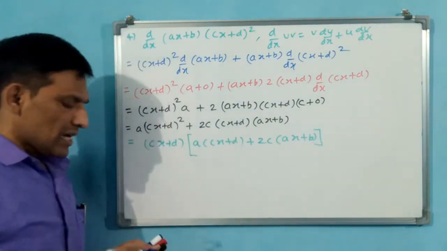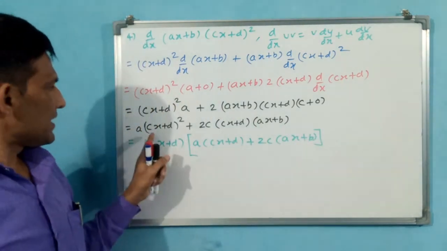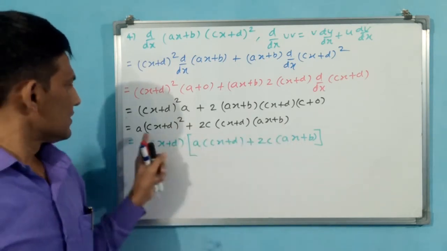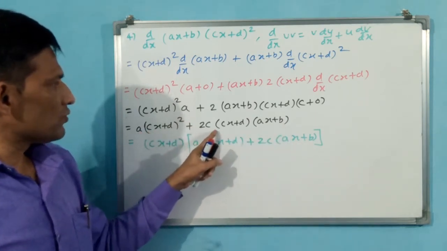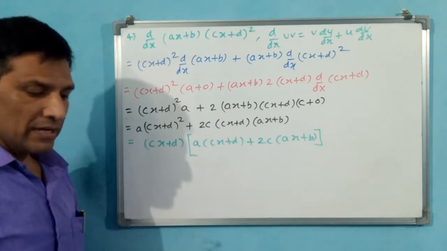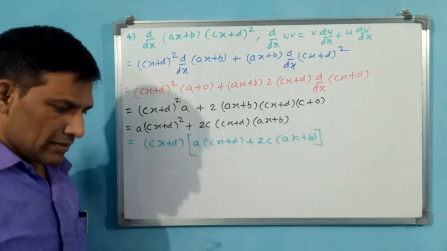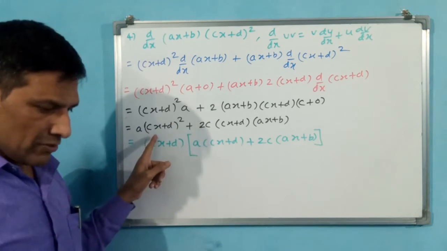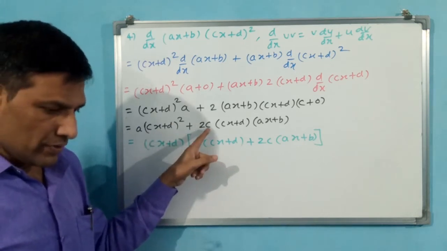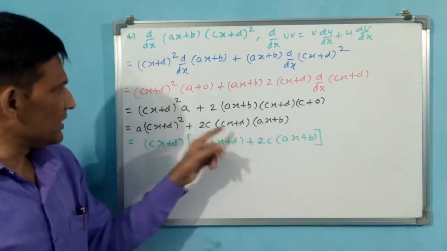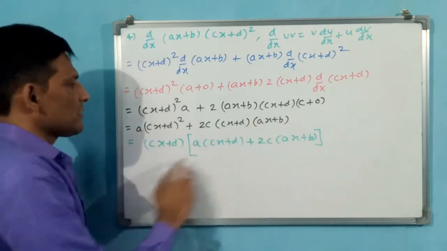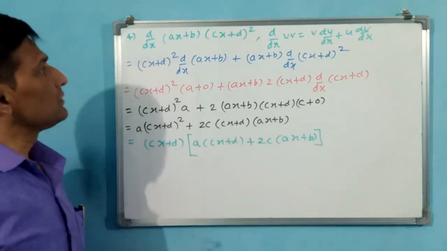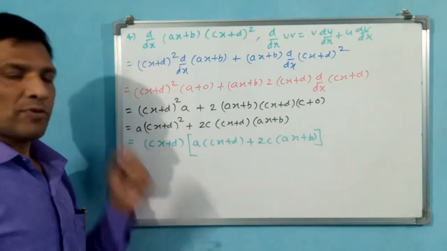According to your answer you change, but finally this is correct. A into cx plus d whole square plus 2c into cx plus d plus ax plus b. You change accordingly. Yes, a into cx plus d whole square plus 2c into ax plus b into cx plus d. This is answer actually they have given, but you can write like this also. Nothing wrong. Let us go for fifth question.